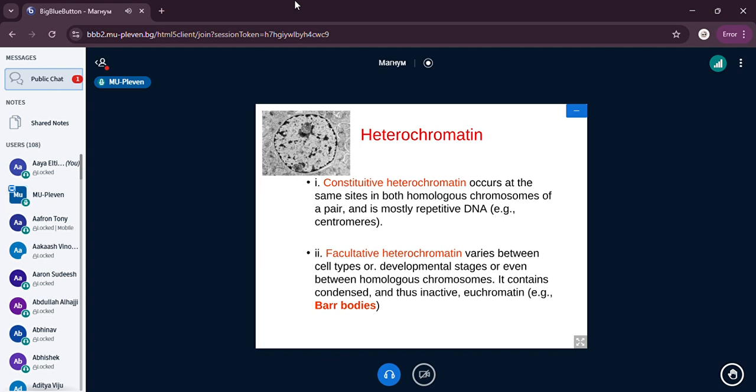groups: constitutive heterochromatin that is never transcribed and occurs at the same site in both homologous chromosomes of a pair, and consists of mostly repeated DNA, which has any other function but not coding function. Facultative heterochromatin varies between the cell types or developmental stages of one cell or of one pair of chromosomes. It contains condensed and thus inactive euchromatin. An example of such facultative heterochromatin is the Barr body.